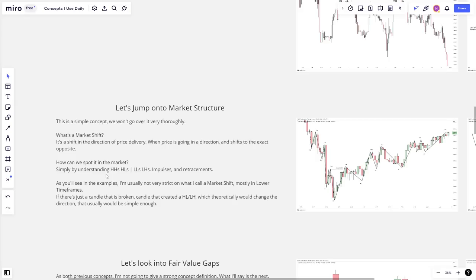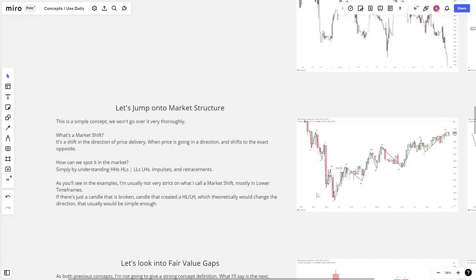As you'll see in the examples, I'm usually not very strict on what I call a market shift, mostly in lower time frames. If there's just a candle that is broken, a candle that created a higher low or a lower high, which theoretically will change the direction, that usually will be simple enough. And you'll see that in the examples when we put it all together.